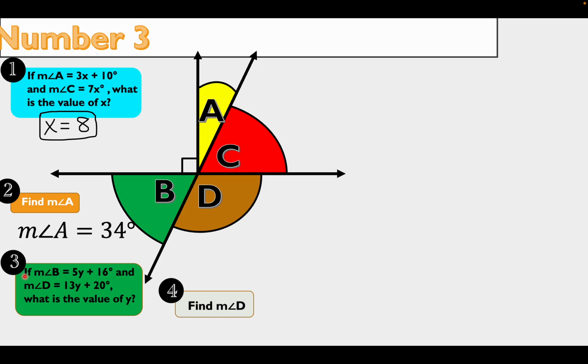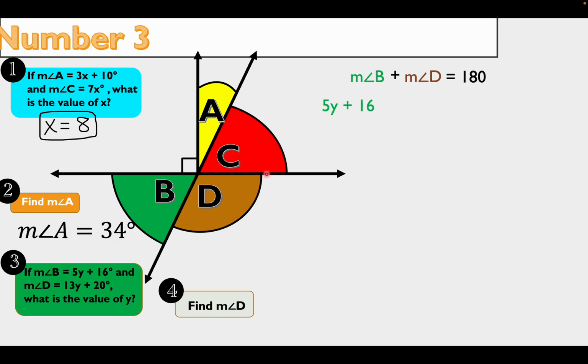Now we need to tackle problem 3. If the measure of angle B equals 5y plus 16 and the measure of angle D equals 13y plus 20, what is the value of y? Well, let's look at our diagram. We've got angle B here and angle D here. I notice that I've got a line that they have in common. They border each other. If I go from this side of the line to this side, I know those are supplementary angles, a linear pair. So angle B plus angle D has to equal 180 degrees.